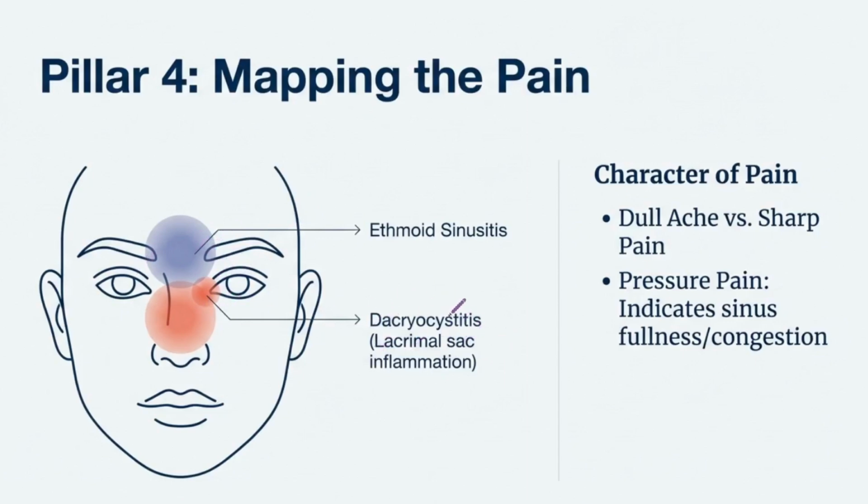Okay, what about deep pain between the eyes? That is the ethmoid region. The ethmoid sinuses are like a honeycomb of tiny air cells right there. Infection causes a deep, dull, aching pressure that feels like it's behind your nose. Very distinct from a forehead headache. And then there's the classic cheek pain, the one that feels like your whole face is heavy.